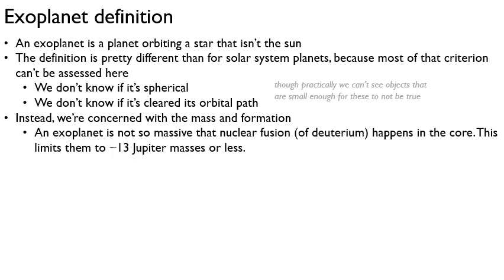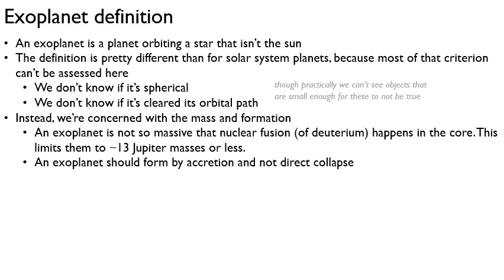So an exoplanet has to not be so massive that nuclear fusion can happen in the core. Now, when we talked about stars and stellar evolution, we talked about hydrogen burning turning on. It turns out you can burn deuterium, which is an isotope of hydrogen, first, and that happens when you're around 13 Jupiter masses. So an exoplanet has to be less than this, otherwise you'd consider it something called a brown dwarf, which is basically like a star that can only burn deuterium at the core. So it has to be less than that mass limit.